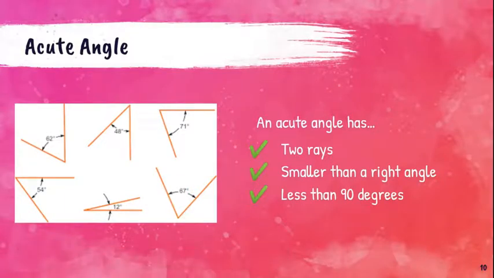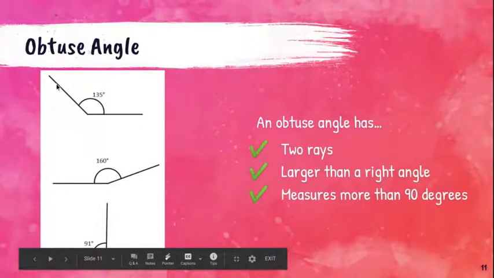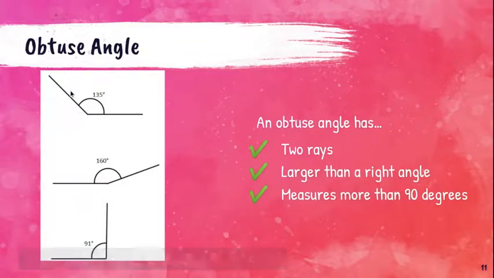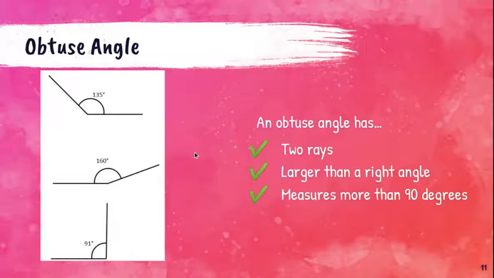All right. And let's look at obtuse angles. Okay. Obtuse angles, again, have two rays: 1, 2, 1, 2, 1, 2. Obtuse angles are larger or greater than a right angle, and they measure more than 90 degrees.